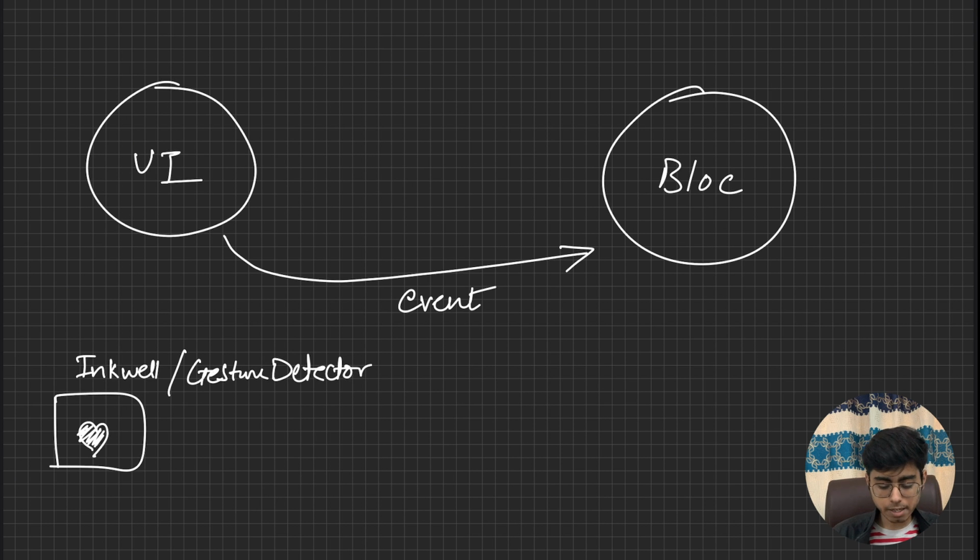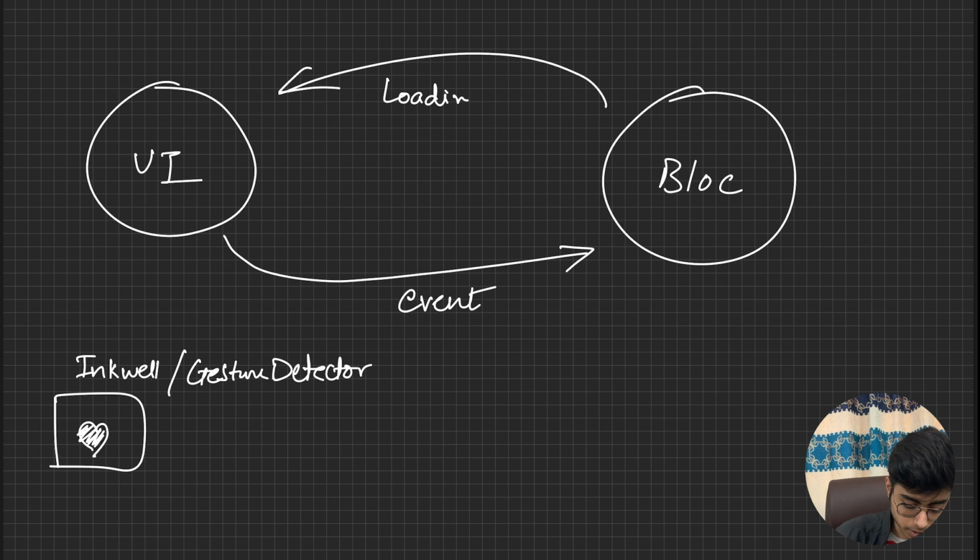Now this bloc can have multiple types of states, right? So as soon as you click on this like button, it's very uncertain that it's going to get updated immediately. There will be some time gap, right? Because it has to go to the database, update it, take the response, and come back, right? So as soon as you click on this icon, I will return a loading state.